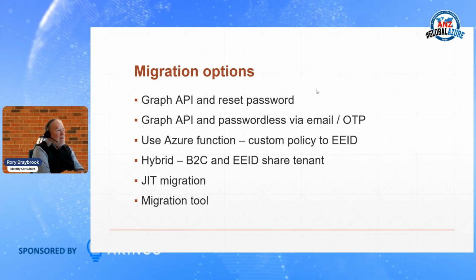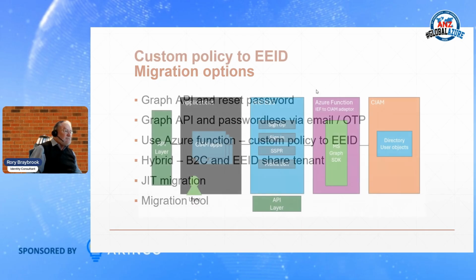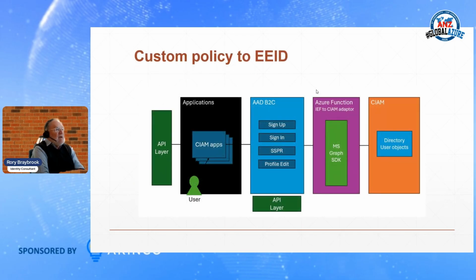And there's some other ways that I'm going to go through now, which is using an Azure function, a hybrid approach, just-in-time migration, and the migration tool. So if you've got a custom policy at the moment, you can imagine that inside your custom policy, there's a call that says read user by object ID. Now you can take that call out and put in a Graph API call, and the Graph API call goes to CIAM, which is on the right-hand side, going through an Azure function. So now you're still using the custom policies, but all the users and all the action is happening inside of Entra External ID.